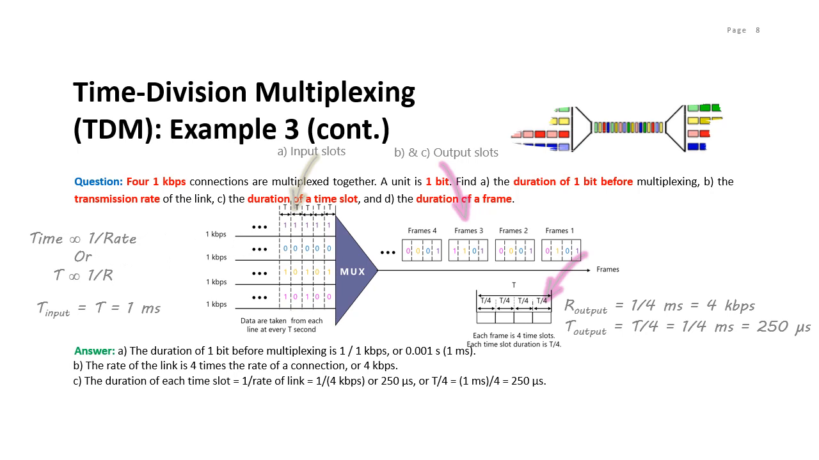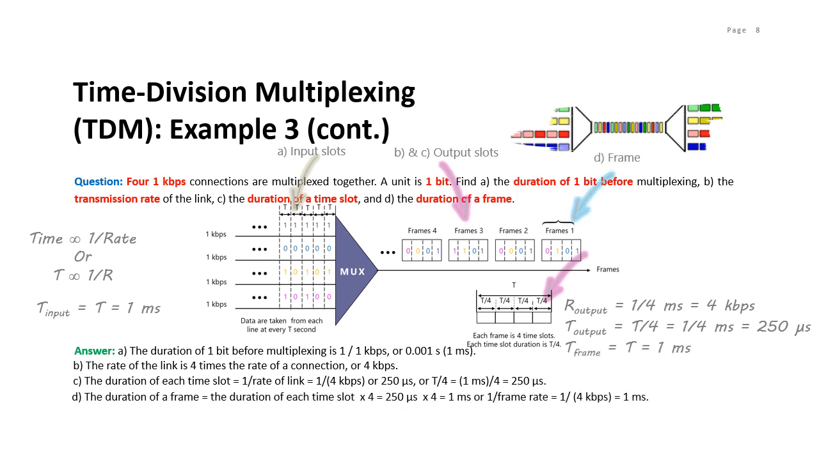For C, the duration of each time slot, or the output bit duration, is 1/4 of the duration of each bit before multiplexing, or in other words, 1 over 4 kilobit per second, or 250 microseconds. Note that we can also calculate this from the data rate of the link, 4 kilobit per second. The bit duration is the inverse of the data rate, or 1 over 4 kilobit per second, which gets the same answer, 250 microseconds.